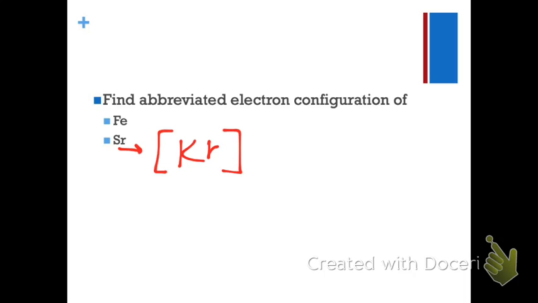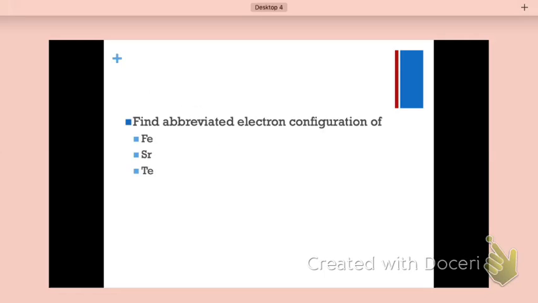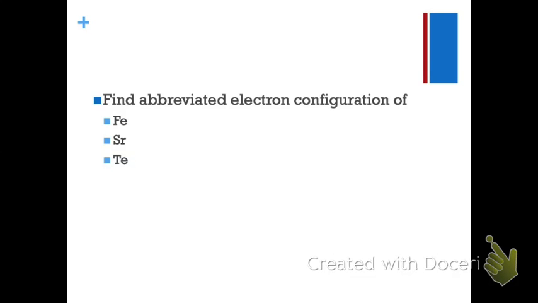Okay, so if we're looking at strontium, the noble gas that comes before is krypton, then 5s2. Okay, how are we feeling about that? Good. All right, try this last one on your own. Te, tellurium. Tellurium's in 1, 2, 3, 4, 5p.